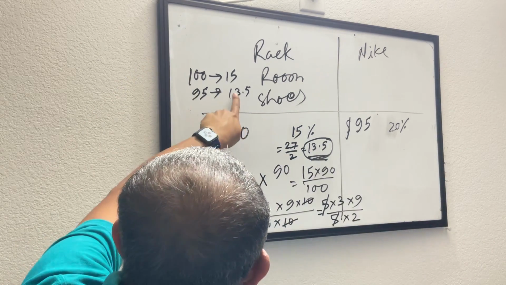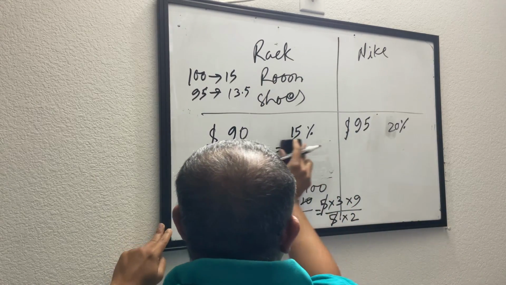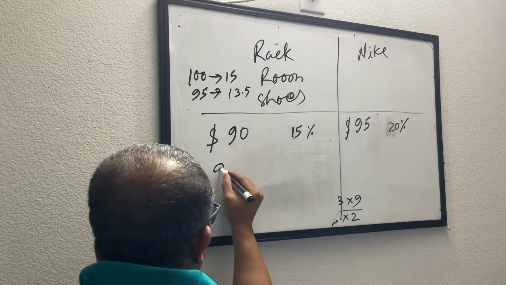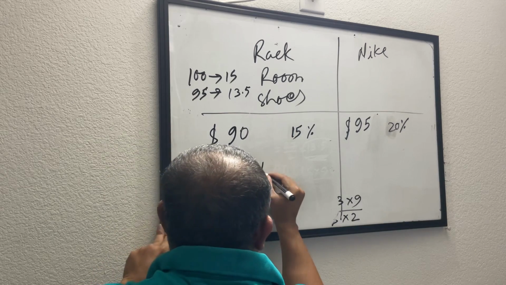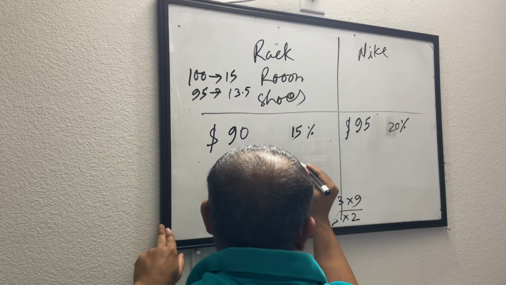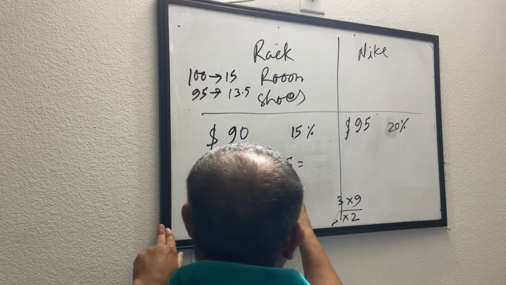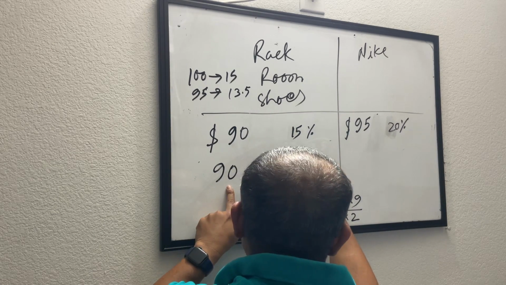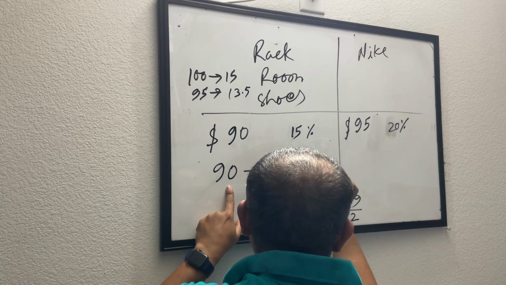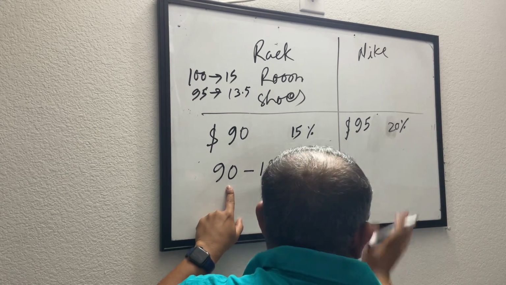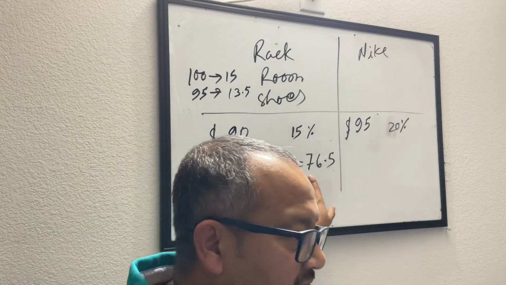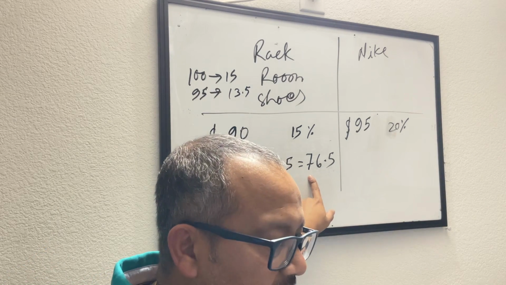So here I am getting a $13.5 discount, meaning how much do I have to pay? I have to pay $90 minus the discount that is applied on top of this. So 90 minus 13.5, you guys know how to calculate, so it is 76.5. Right? So if I am buying from Rackroom Shoe, I have to pay 76.5. So far okay?